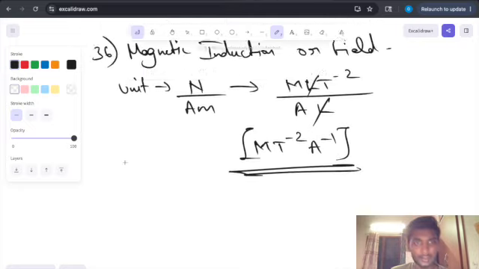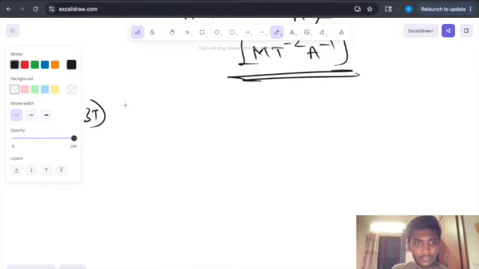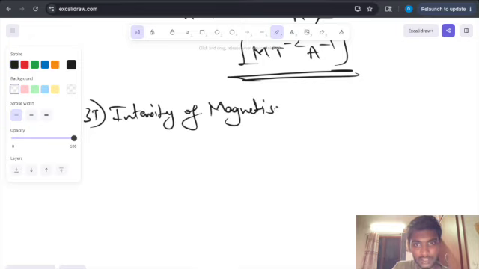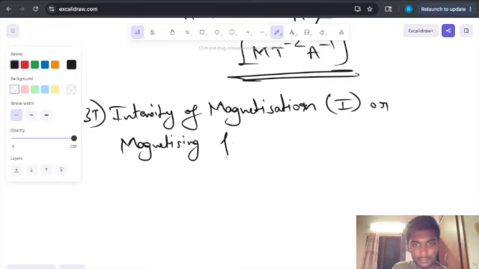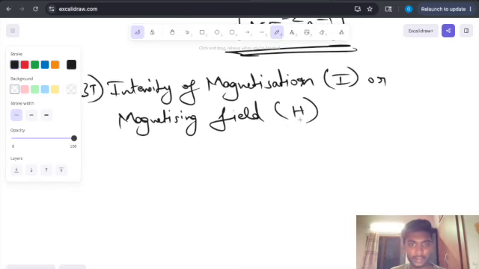Then I have intensity of magnetization, I, or magnetizing field, H. Intensity of magnetization or magnetizing field has a unit ampere by meter. Therefore, the dimension is very simple, A L inverse.